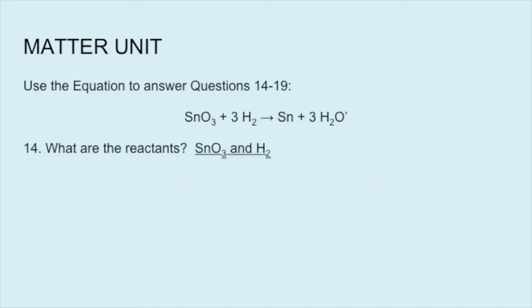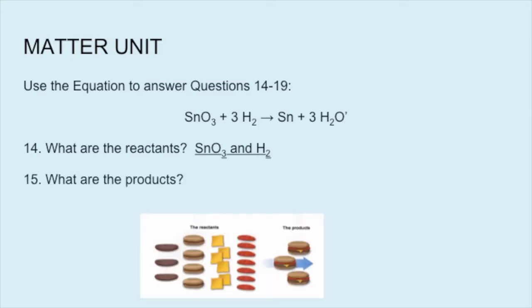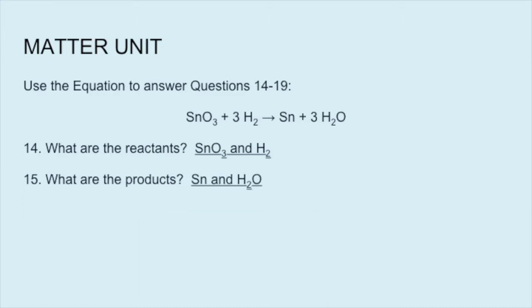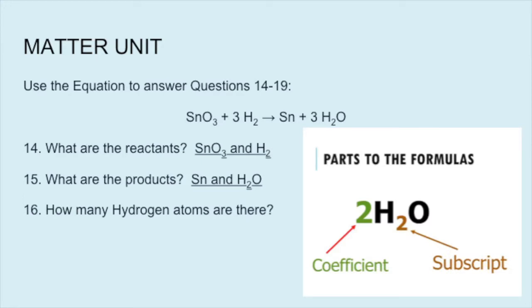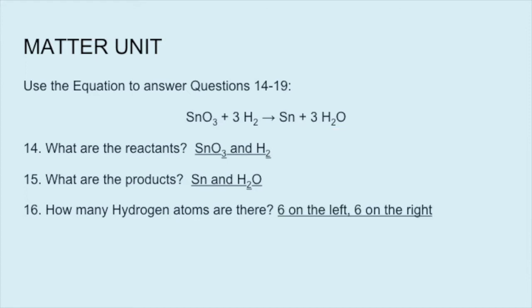So in our balanced equation, our reactants would be SnO3 and H2, the things that are on the left side of the arrow. Using the same picture, we can figure out our products. They're going to be our ending materials, or Sn and H2O. All right, how many hydrogen atoms are there? So using our equation, we would find that there are 6 hydrogen atoms on the left, 3 in H2, so 3 times 2 is 6, and then 6 on the right, 3 times 2 H's in our H2O.